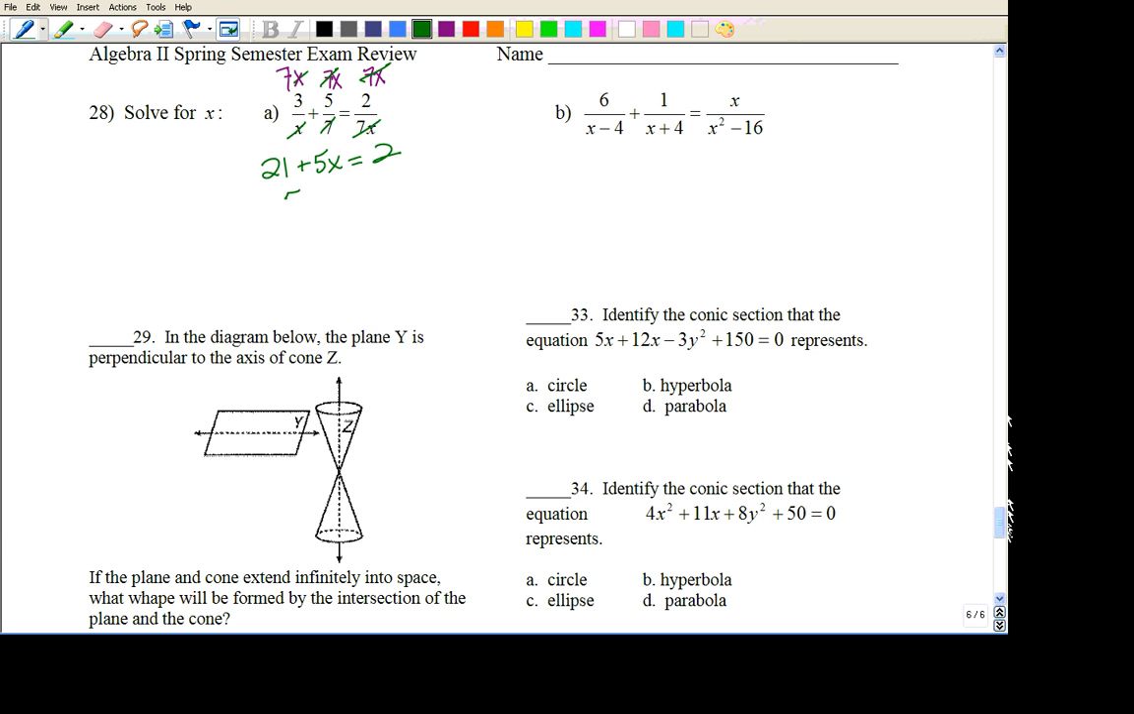So if I subtract 21 from both sides, I'll get 5x equals negative 19. So then x equals negative 19 over 5, or negative 3.8.